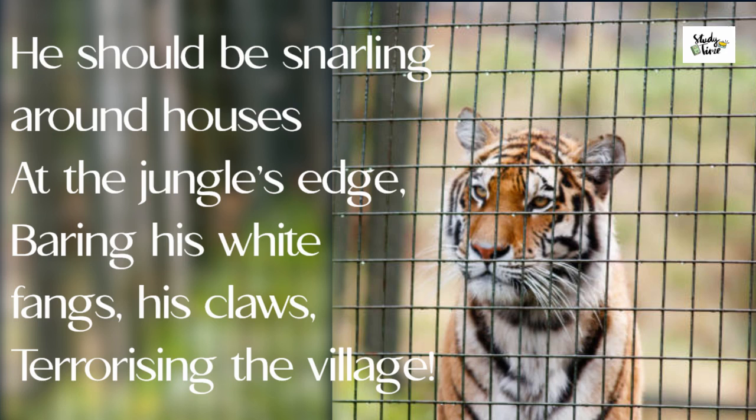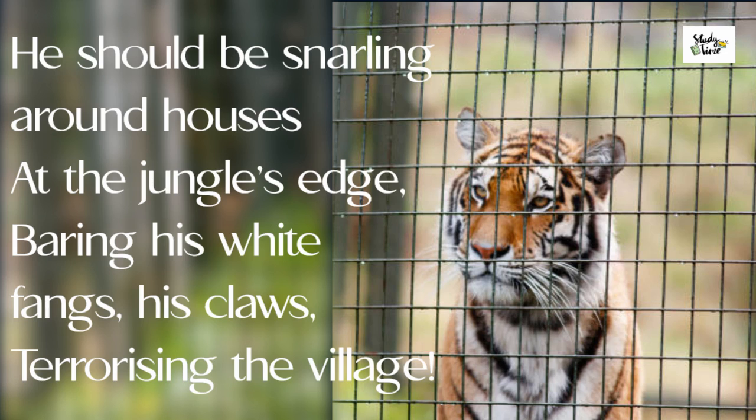Let's begin the third stanza of the poem. "He should be snarling around houses at the jungle's edge, baring his white fangs, his claws, terrorizing the village." Snarling means roaring, growling, okay, and baring means showing his white fangs. Fangs means teeth, sharp teeth.